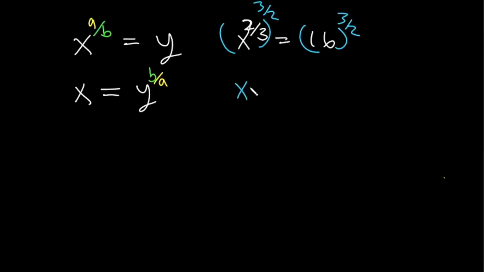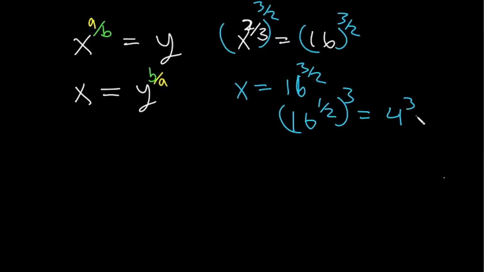And so we would get x to the first power, because we would multiply 2 over 3 times 3 over 2, which would equal 1. And then we would get 16 to the 3 over 2. If we break that out, we get 16 to the 1/2 raised to the third power. 16 to the 1/2 is the square root of 16, which is 4. 4 raised to the third power is 64.